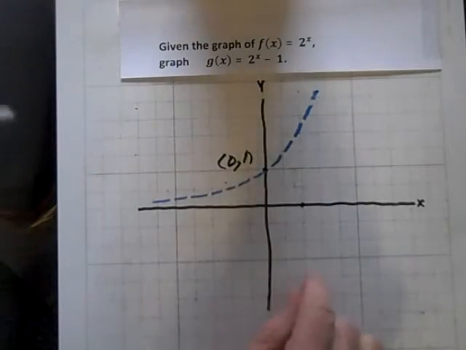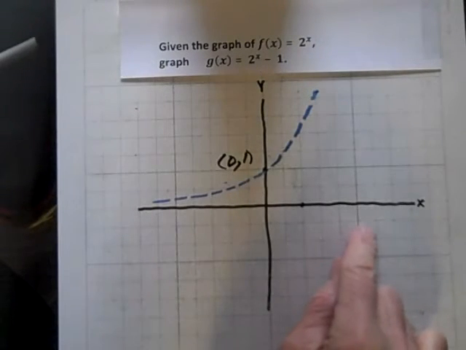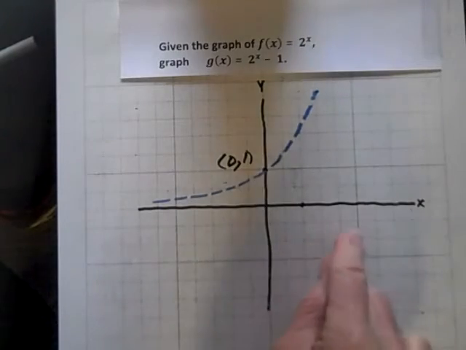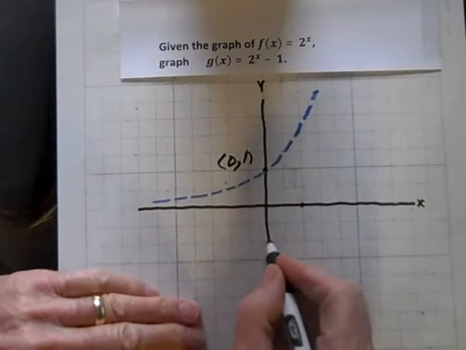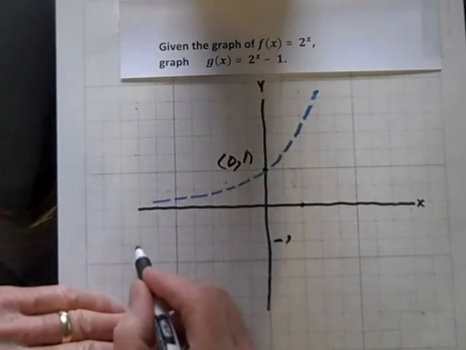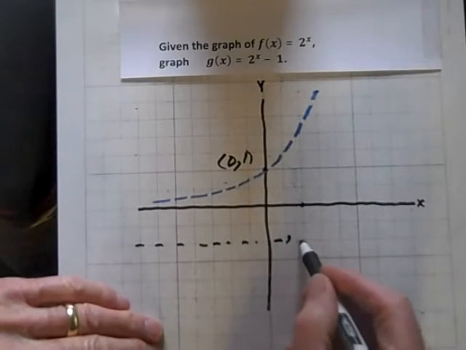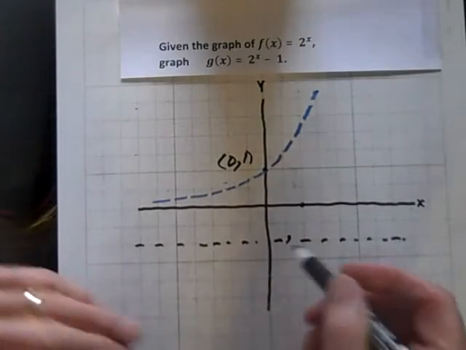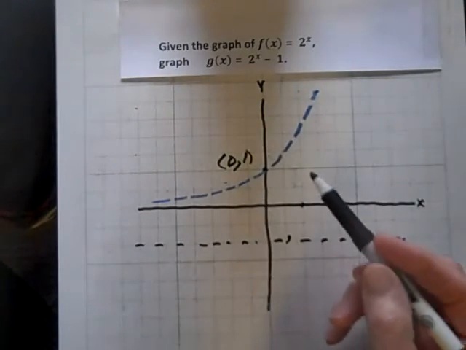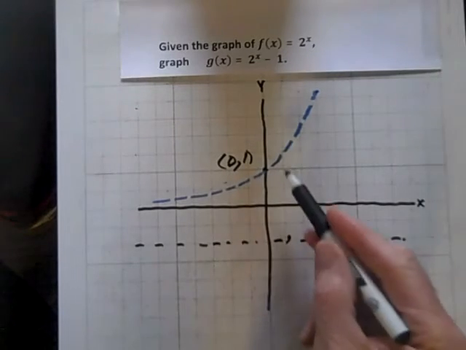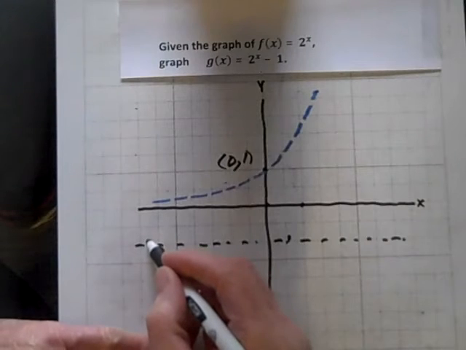So let's consider the horizontal asymptote, and that is y equals 0. So if we subtract 1 from 0, we're at negative 1. And so that's the translated horizontal asymptote. Now the y-intercept is 0, 1. If we subtract 1 from 1, we get 0, and that'll be the translated y-intercept.